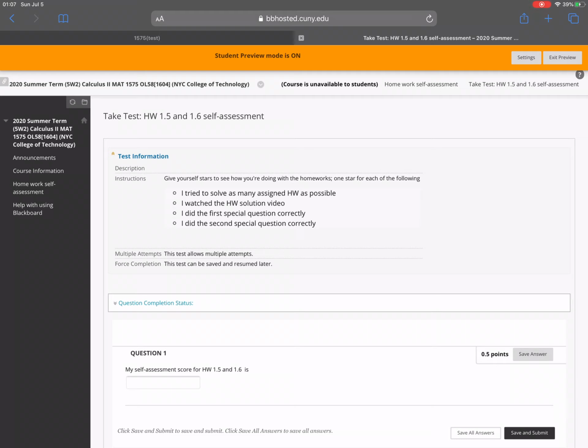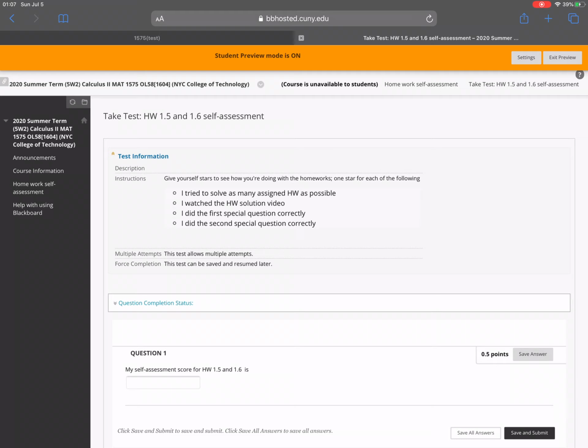Give yourself stars to see how you're doing with the homeworks. 1 star for each of the following. So you're self-assessing yourself. You're grading yourself. And therefore, let me tell you already, I am not interested in your grade, and nobody else can see your grade. So it's only for your sole benefit.